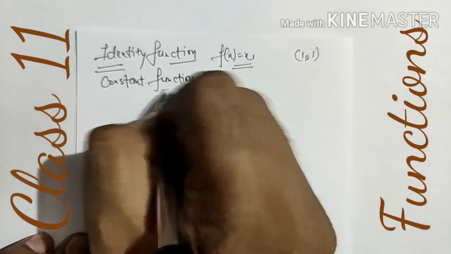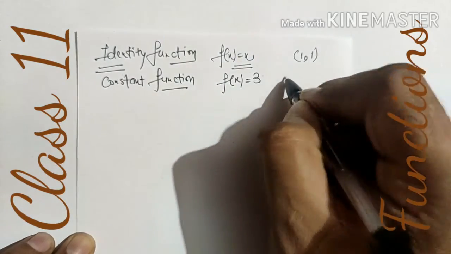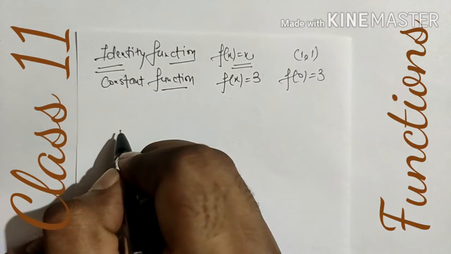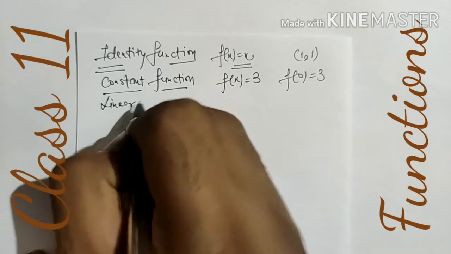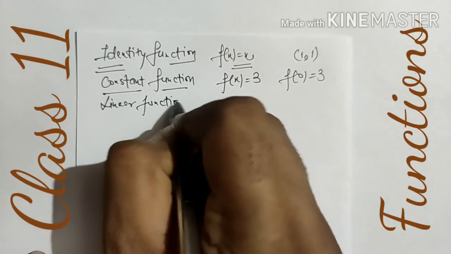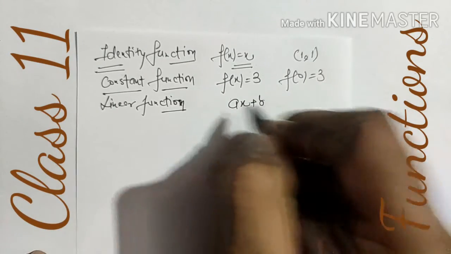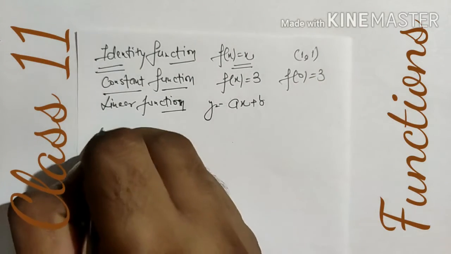Next, constant function. As the word constant means, if we change the value of x, the answer does not change. For example, if we change x by 0, the answer does not change. Next type of function is the linear function. Linear means the degree of the variable is 1, like this, ax plus b is equal to y.